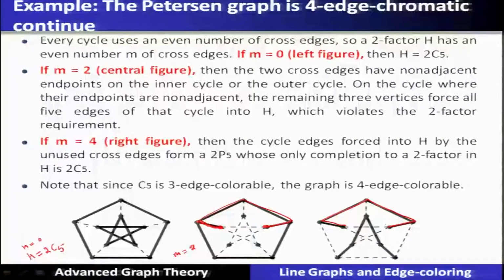So when m is equal to 4, the cycle edges forced into H by the unused cross edges form 2 P's. This is one P and this is another P, whose only completion to a 2 factor in H is 2 C5. Note that since C5 is 3 edge colorable, the graph is 4 edge colorable.